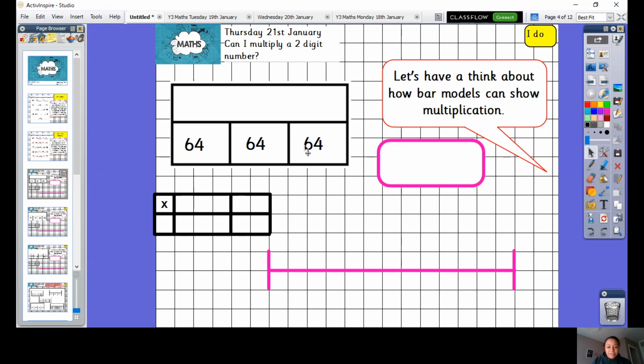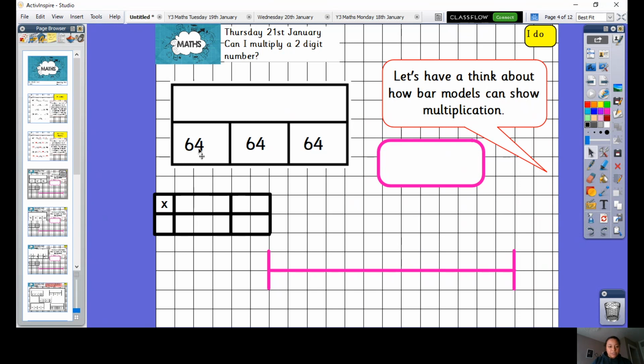So you might have seen a bar model like this before. You might already have seen them loads of times in year 3 already and loads of times in year 2. And you can use them for lots of things. You can use them for adding, you can use them for taking away, you can use them for dividing, and very much linked to what we're doing, you can use them for multiplication. So just have a little think about what we notice about this bar model.